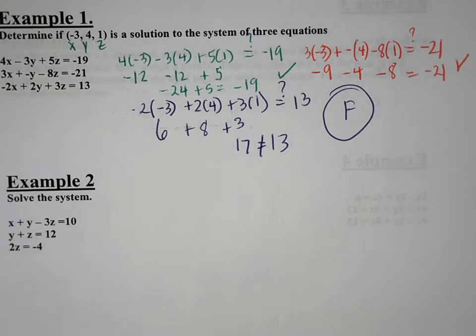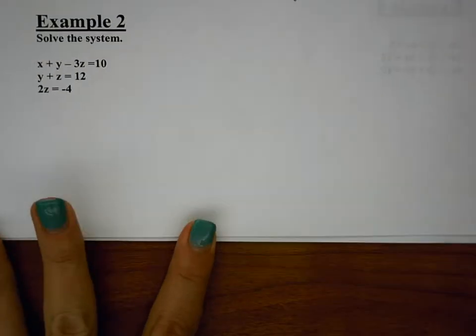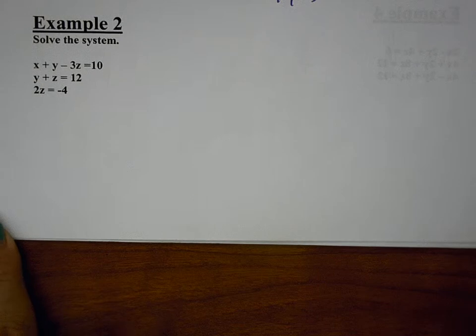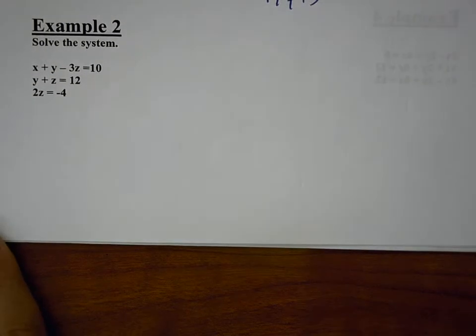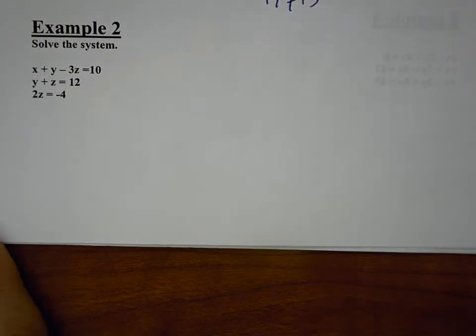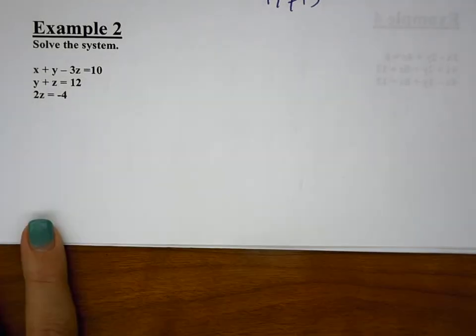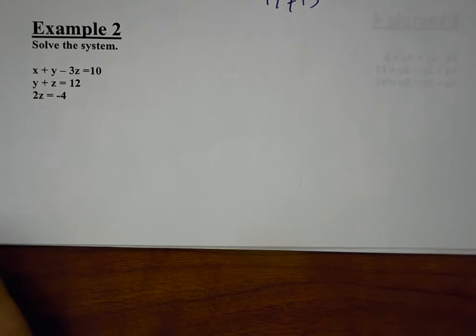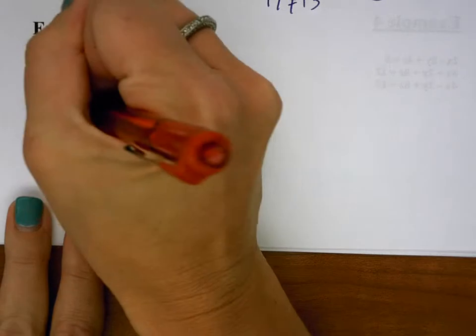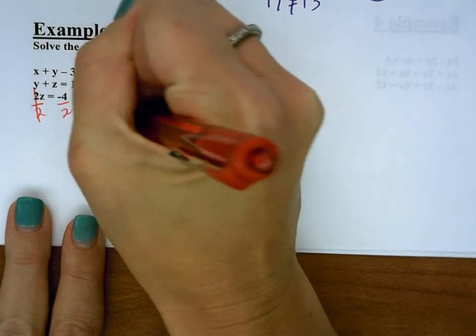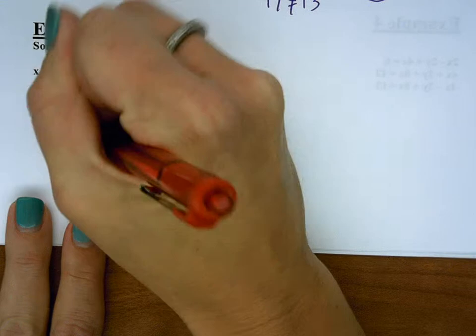Okay, example 2, it says solve the system. This is a pretty nice problem. And why would I say that this problem is nice? Good. On the last equation, we can divide by 2 and get z by itself. Normally, once you have the answer for one variable, all you have to do is plug it into other equations and you get all the other answers. So if we take this equation and divide by 2 on both sides, what does z equal? -2. Okay, so there's one answer.